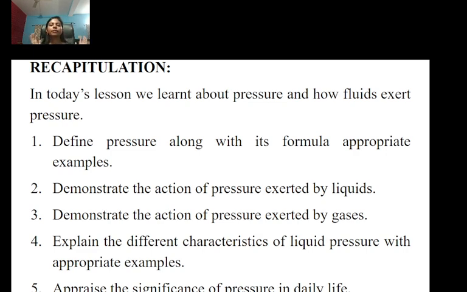So let's recapitulate our class today. We have learnt about pressure, how fluids exert pressure. We have defined pressure along with its formula. The formula is pressure is equal to force per area. Then we have demonstrated the action of pressure exerted by liquids, then pressure exerted by gases, then different characteristics of liquid pressure with appropriate examples, and the significance of pressure in daily life, right?